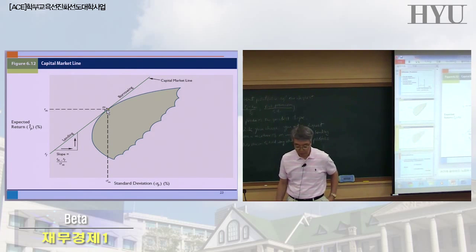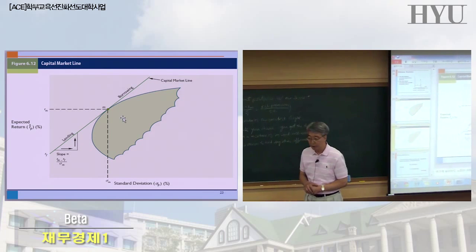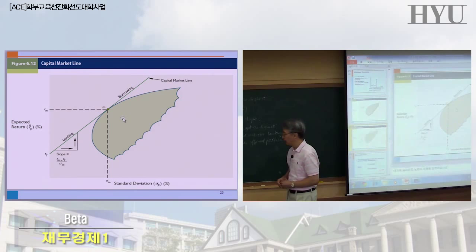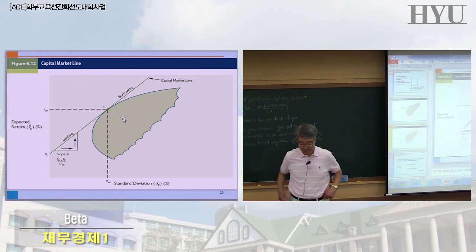So if you don't want to borrow money and want to maximize the return, then you can put 100% of your money in this portfolio. Or if you want to reduce the risk, then you can put some money in the T-bill, and you can be on this side. That means you're lending your money to the government. Or if you want to really maximize your return at the cost of higher risk, then you can borrow money and be on here. So make sure you understand the concept of the capital market line. That's what we talked about last class.